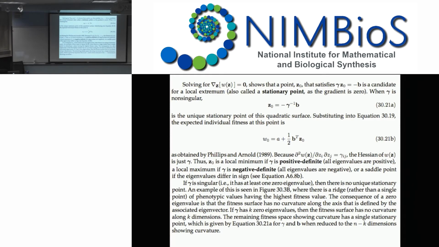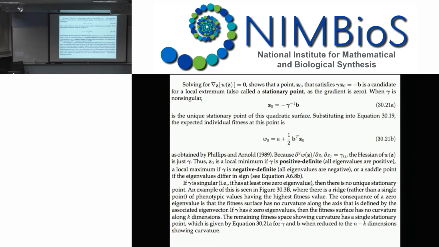So if all the eigenvalues of the gamma matrix are positive, we say the matrix is positive definite. And in that case, this value here corresponds to a local minimum. As you move away from it, fitness always increases. If all the eigenvalues are negative, called negative definite, then that value here is a local maximum. As you move away from it, fitness declines. And we'll see where the eigenvalues come in. We do a transformation. It makes it a bit clearer to look at. And if you have some mixture, it's called a saddle point.